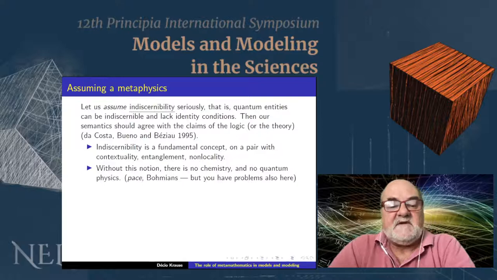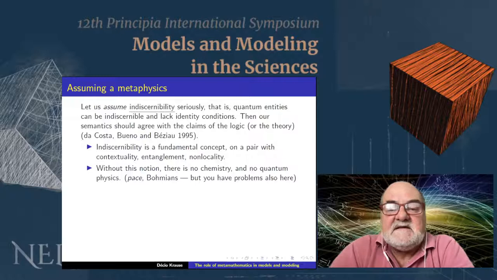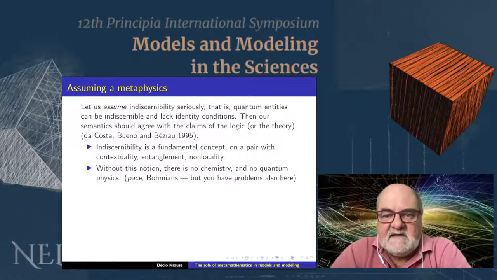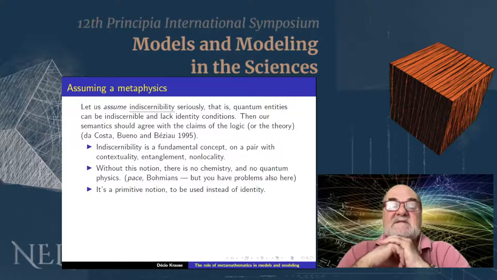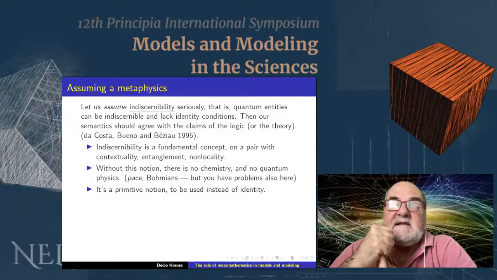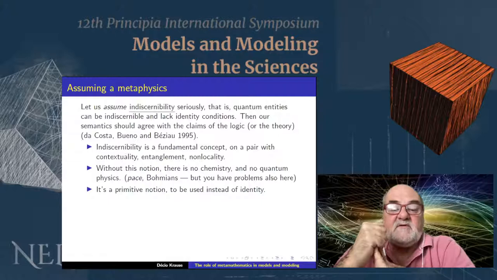Without this notion, remember, there is no chemistry and no quantum physics, because we need that. Dalton said that already in 1808. We cannot have differences between two oxygen atoms or two hydrogen atoms and so on. He doesn't, of course, speak about electrons. Well, you can say, okay, I can use Bohmian mechanics, because Bohmian mechanics has positions providing identity and individuality for the particles. But remember that in Bohmian mechanics, positions are given by hidden variables, and hidden variables cannot be known. Then we have something we cannot access. I don't like this approach very much, so I leave it out.